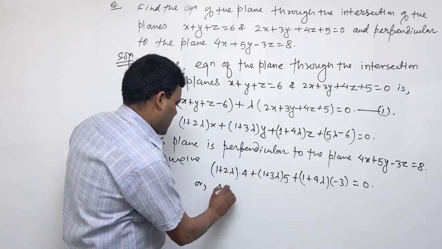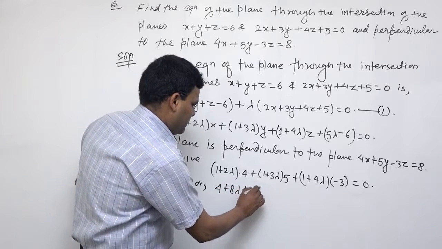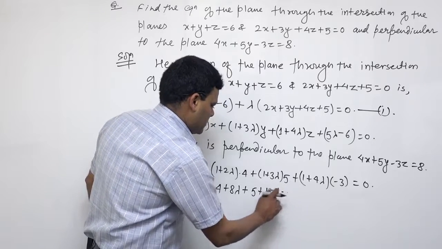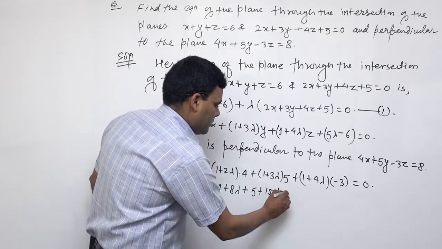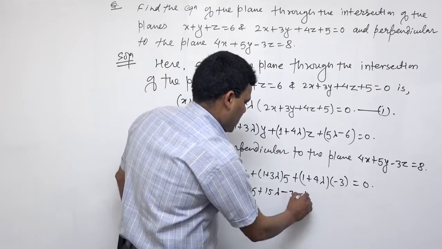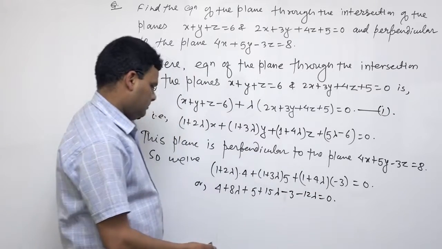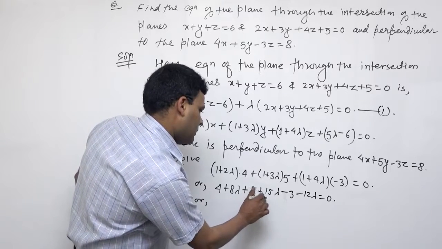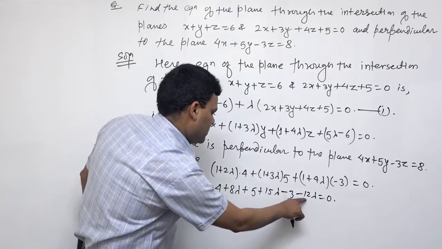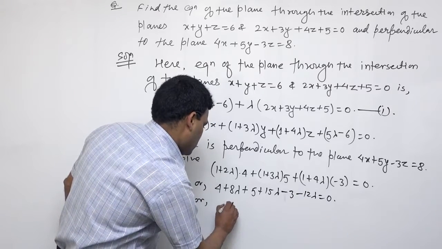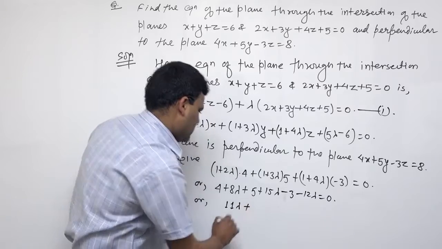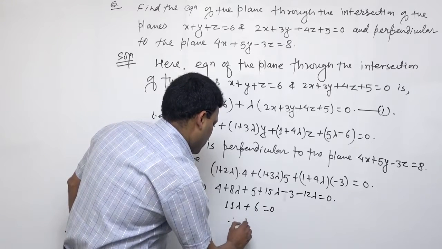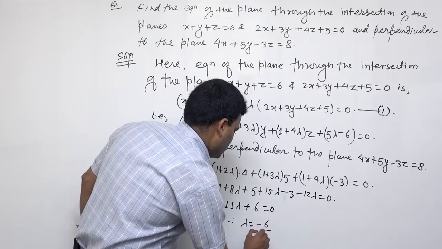So 4 plus 8 lambda plus 5 plus 15 lambda plus 5 plus 15 lambda minus 3 minus 12 lambda equals to 0. On simplification, 15 minus 12, 3, 11 lambda plus 6 equals to 0. Therefore, lambda equals to minus 6 by 11.